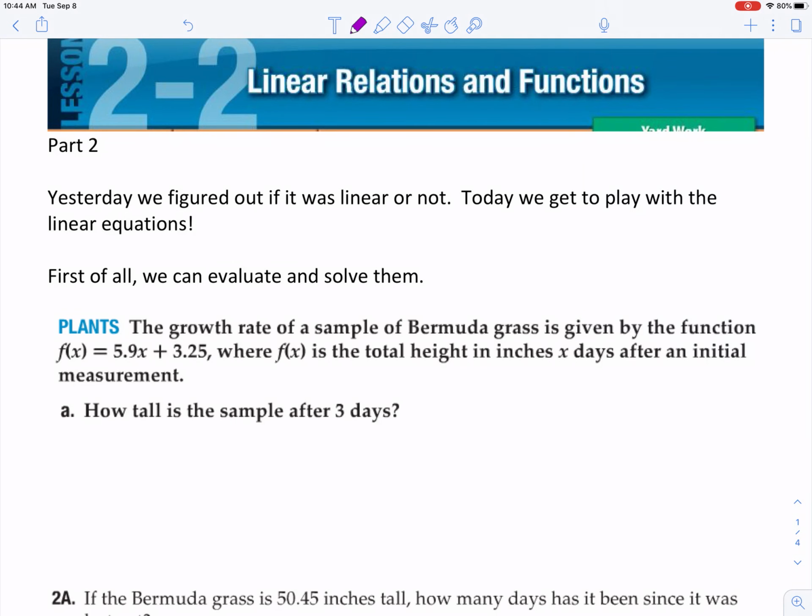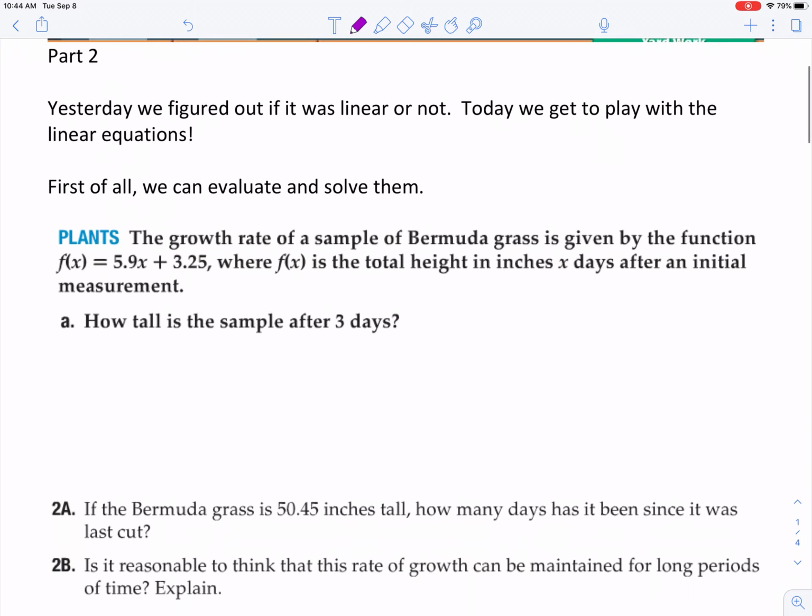Okay, we'll finish 2-2 today. Yesterday we discovered if a function or relation was linear. Today we're going to talk about actually working with them and putting them in standard form, all sorts of fun stuff. So first we're going to evaluate and solve. You should like this because it's just plug and chug. Plug a number in, chug away until you have an answer.